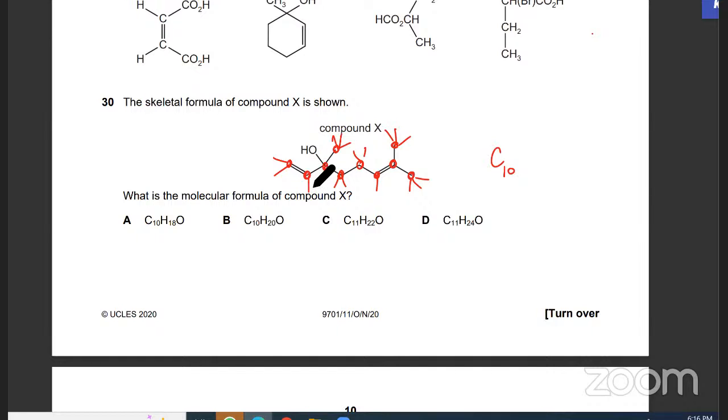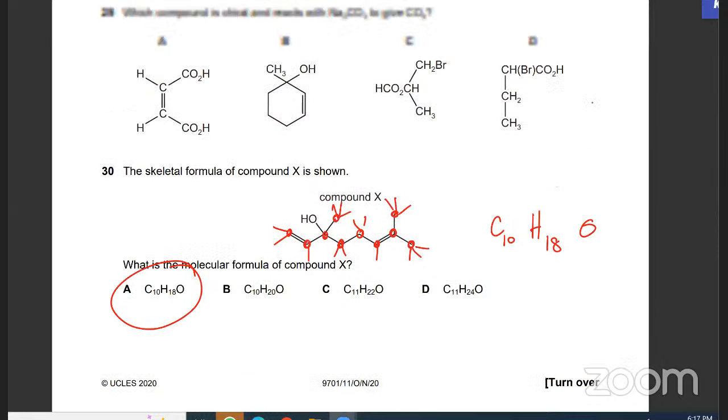18. So, kitna ho gaya? That's 1, 2, 3, and 4, 18. 5, 6, 7, 8, 9, 10, 11, 12, 13, 14, 15, 16, 17, and you got 18 hydrogens, and you got 1 oxygen. So that's this one. That's the only available option.